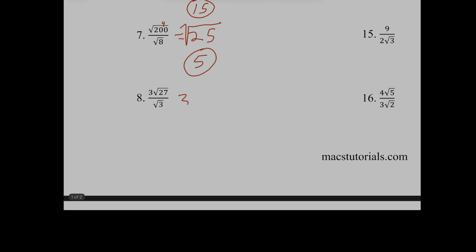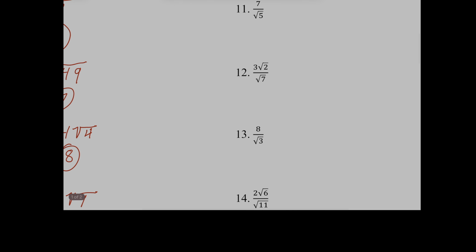Okay, so the 3 is not part of it. Outies and innies can't mix. Keep them separate. Boom, and I get that. And when I pull out a 3, my answer is 9. All right, let's keep going here.